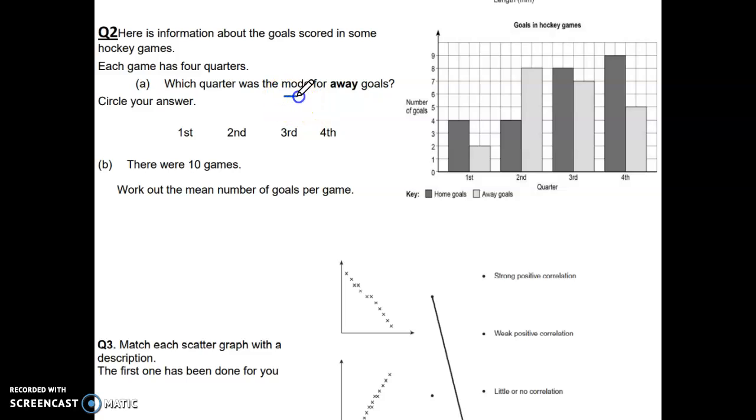If you're looking for the mode on a bar chart, you're looking for the highest bar. So there's your away goals in the lighter grey. It's going to be that one there, the highest bar in silver. So it's going to be your second quarter. Let's highlight that. So there were 10 games, and it says work out the mean number of goals per game.